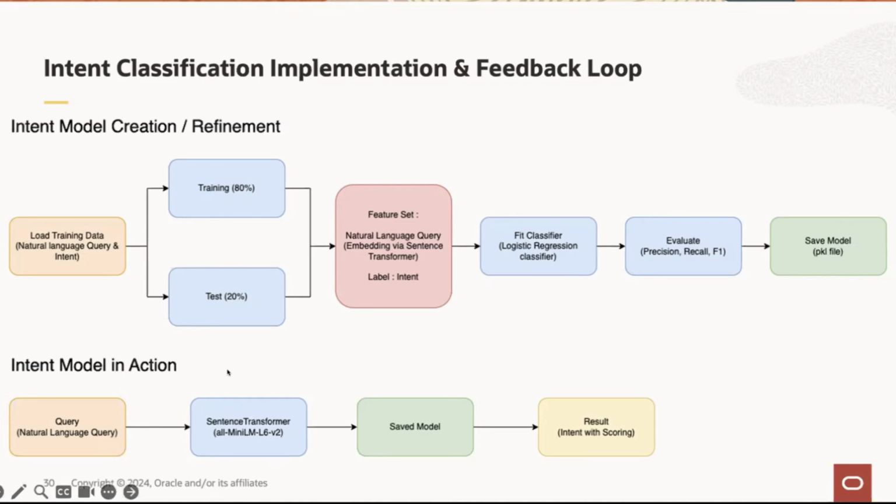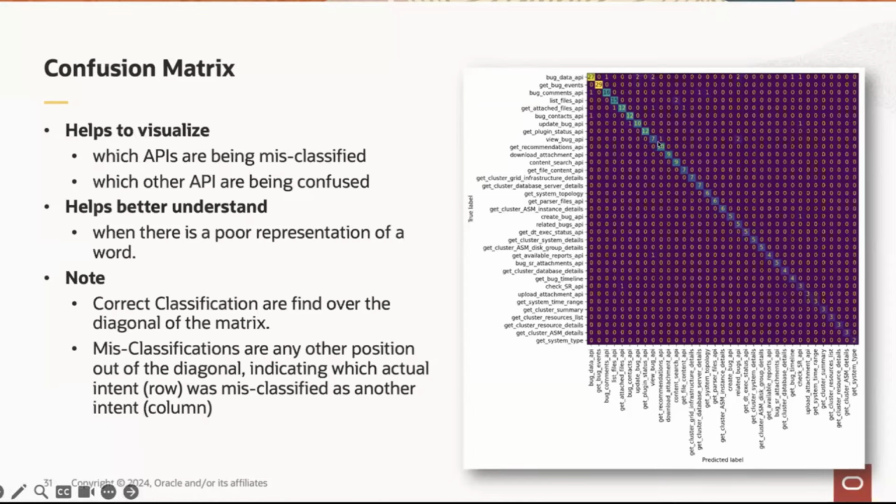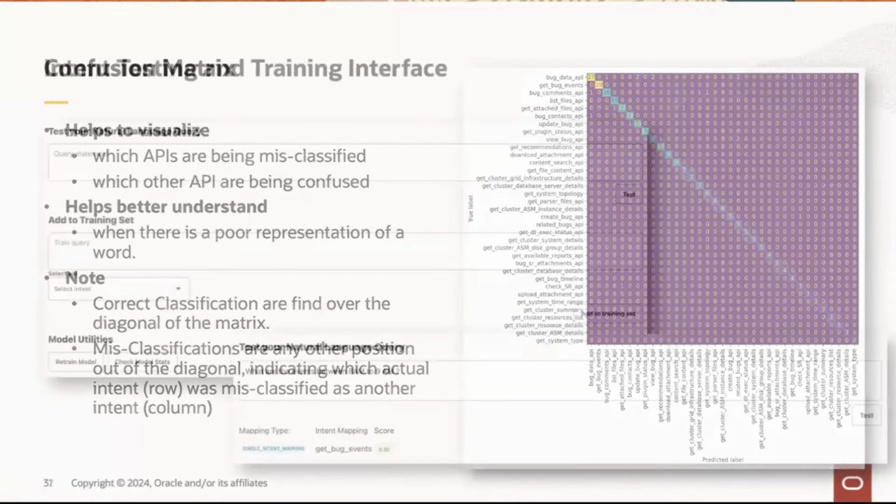The standard confusion matrix mechanism to evaluate how the intent classifier is doing gives us an idea regarding the ones which are classified correctly, and if there are misclassifications happening, that helps us understand and evaluate and improve our model better.